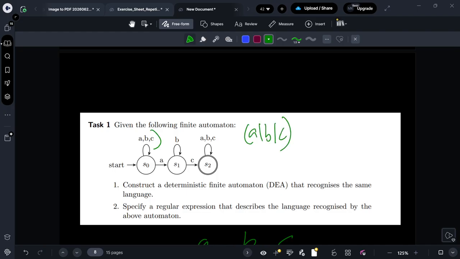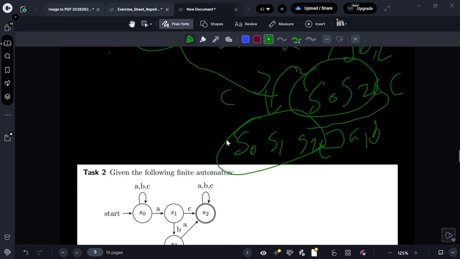Of course, this is what it looks like. As many times as you want. You can repeat because it's a loop. Then you must take an A to move forward. Then B is a loop. Then you must take a C to move forward. Then A, comma B, comma C. It makes a lot of sense, right? That is the regular expression for this one.